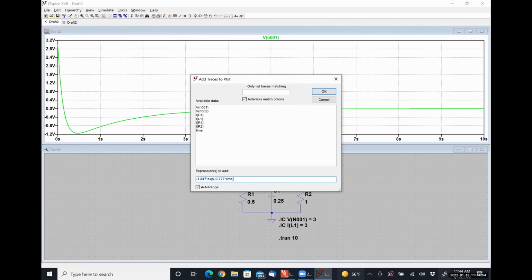And I got to do my parentheses in the right direction, plus positive 4.847 multiplied by exp negative 7. What was S2? 7.723 or something like that? Yeah, 72. Multiplied by time.